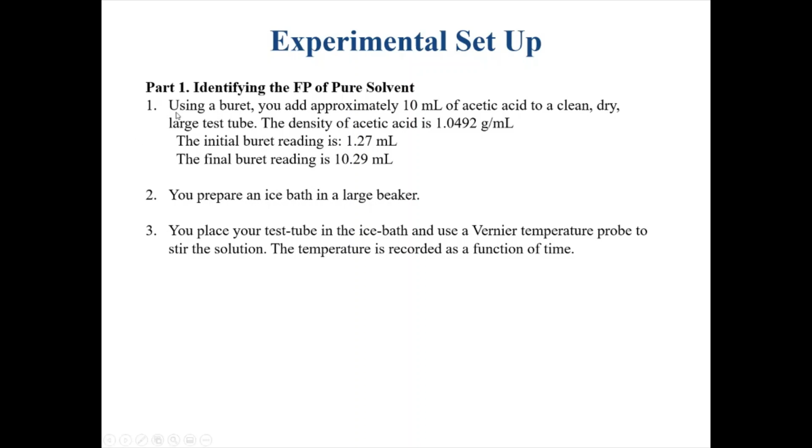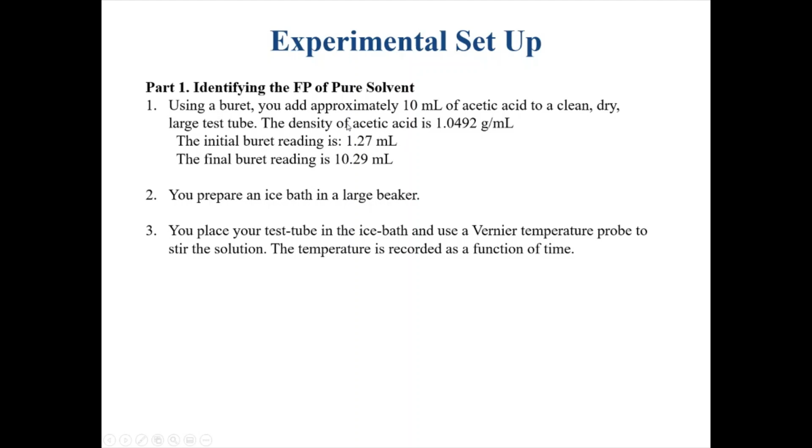So what you would do is you'd walk up to the hood, and in the hood would be a burette. And in that burette would be pure acetic acid, 100% acetic acid. We call it glacial acetic acid. So what you would do is you'd walk up to that burette and you'd take an initial reading. And in your case, your initial reading was 1.27 mils. We read off 2 sig figs on the burette.